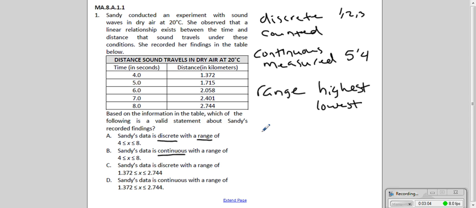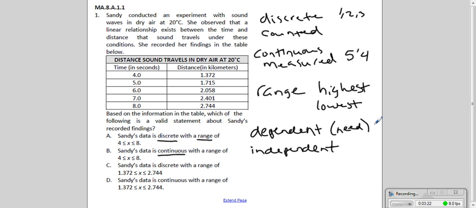Well, that brings in another concept, which is dependent versus independent. A dependent variable means that you need other information to get it. Independent, you don't need, so this comes first. So in other words, the independent variable is required to get the dependent variable. But the independent variable could have come about on its own. So in this problem, you have time in seconds and distance in kilometers.